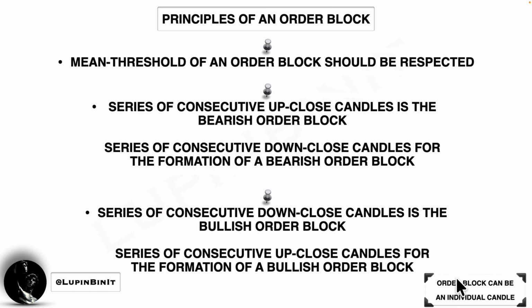And then a footnote on the bottom right, simply stating that an order block can be an individual candle. So it doesn't have to be a series of consecutive up close candles or a series of consecutive down close candles. Likewise, for the formation of it, it can simply be one candle that confirms and forms the order block.